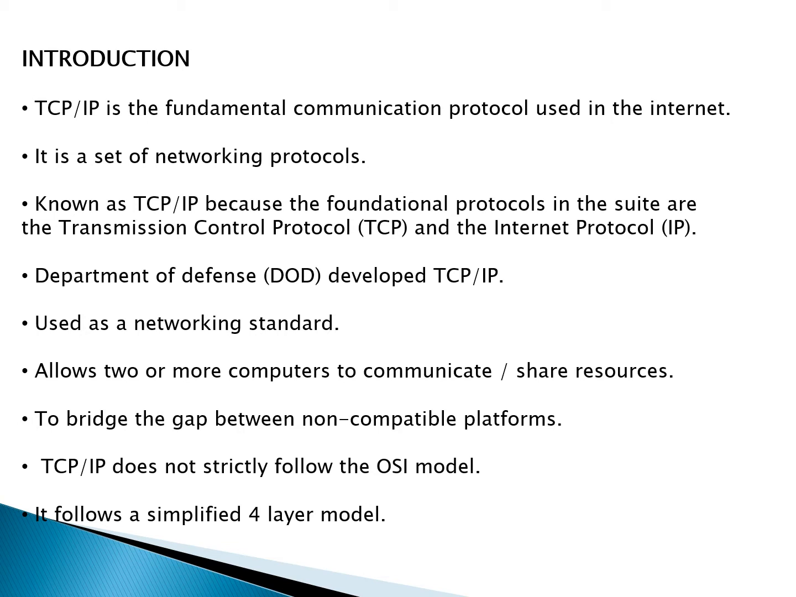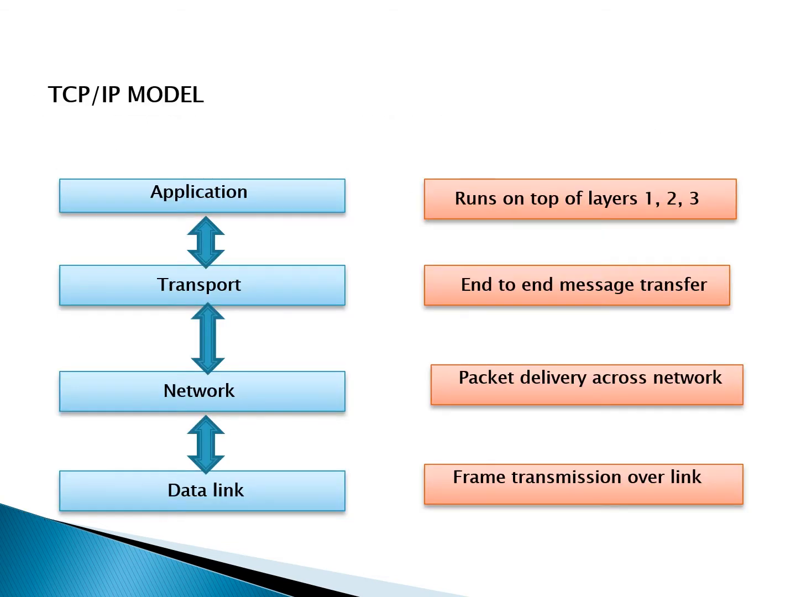As you have seen the 7-layer OSI model in the previous lecture, TCP/IP also follows the same layering structure but in a simplified manner. It does not contain all the 7 layers of the OSI model. In fact, it contains a simplified 4-layer model. This slide shows the TCP/IP model, the 4 layers of the TCP/IP model.